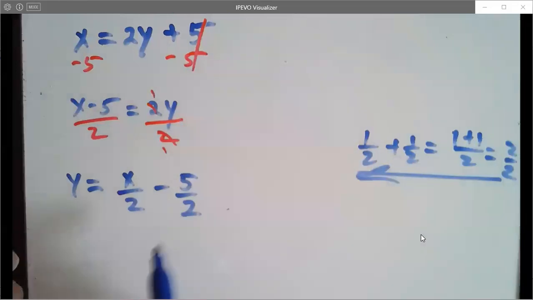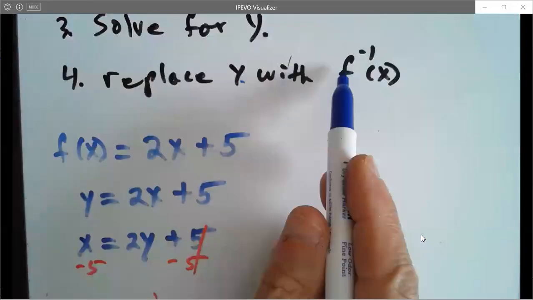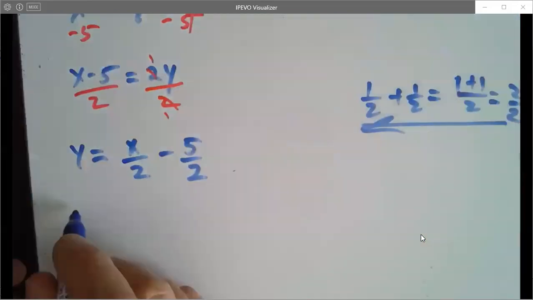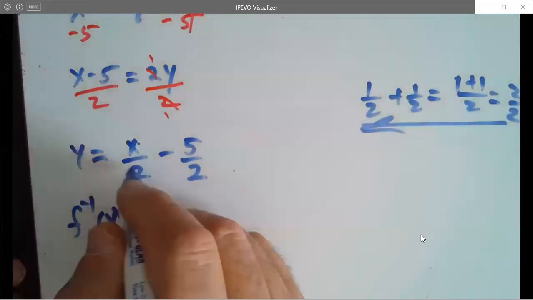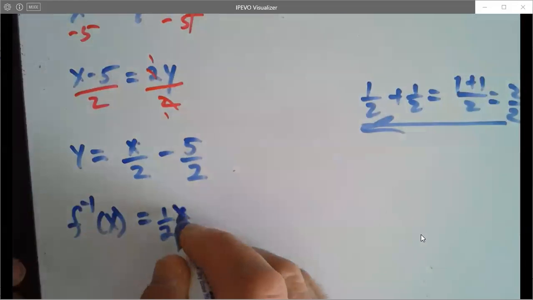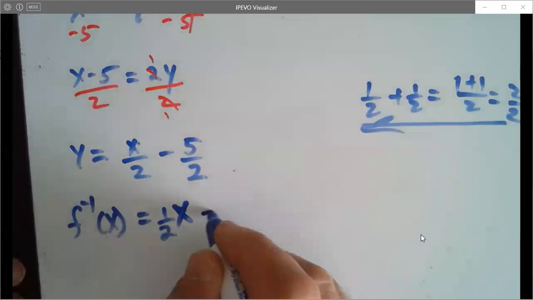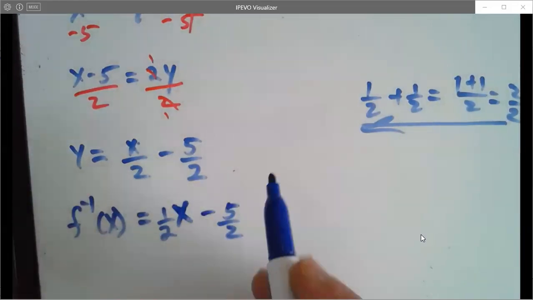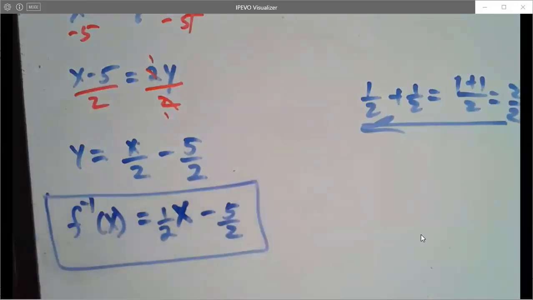Okay, so that's what we're doing here. And so we change y to our inverse function sign, and we can make this 1x over 2 into 1/2 x, because that means the same thing, minus 5/2. Why would I split it like that? Because sometimes if you can simplify it, you can simplify it more easily this way. And so this is our inverse function.